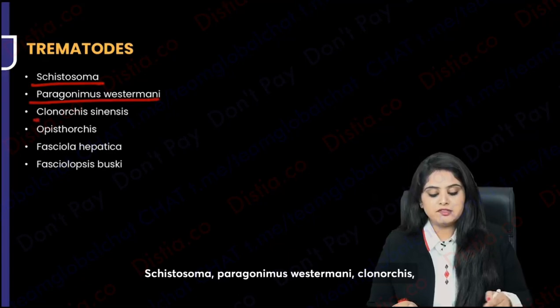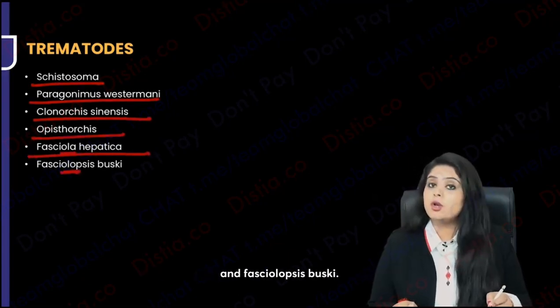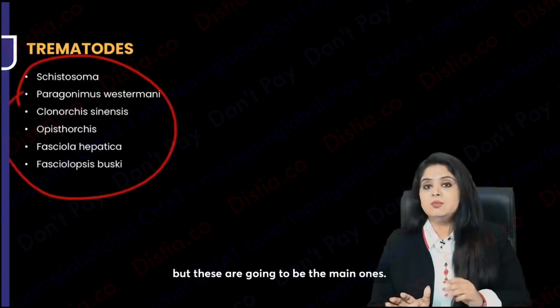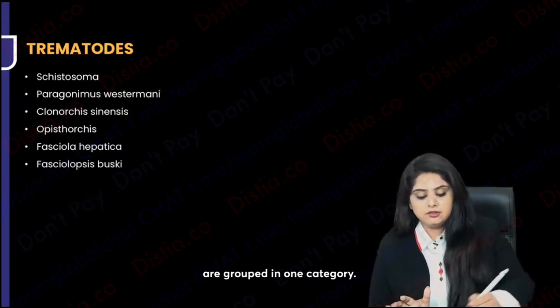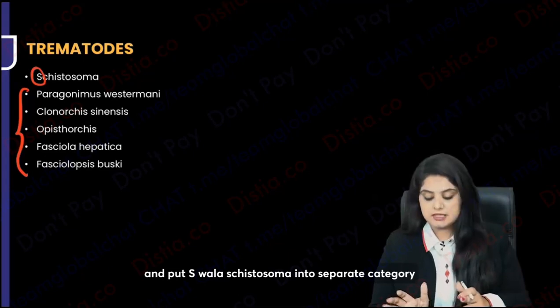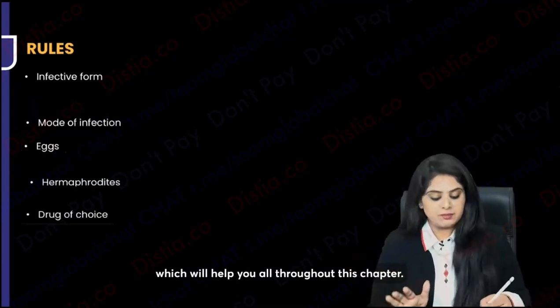Schistosoma, Paragonimus westermani, Clonorchis, Opisthorchis, Fasciola hepatica, and Fasciolopsis buski. Not just these, there are some more, but these are going to be the main ones. I just want to tell you that all of them are grouped in one category, so put all of them under one and put Schistosoma into a separate category, because I'm going to tell you a set of rules which will help you all throughout this chapter.